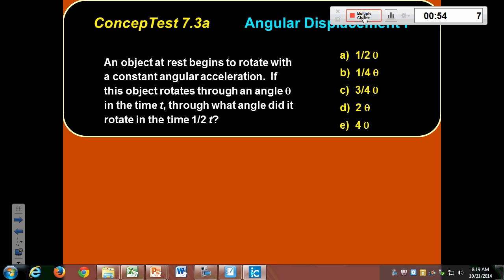Let me remind you of the expression for theta. Especially if it begins at rest, that means that omega naught equals 0. So theta equals 1/2 alpha t squared. And I want to know, if it goes through angle theta in time t, what angle does it go through in time 1/2 t? This theta is proportional to t squared. It's a quadratic relationship.